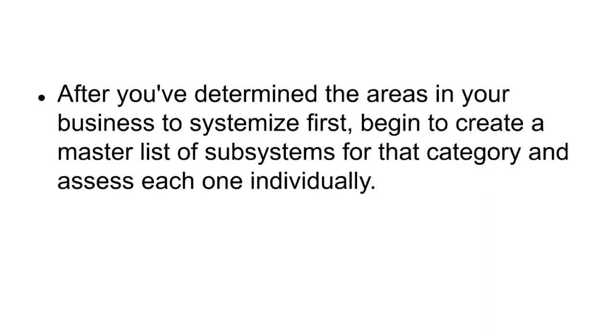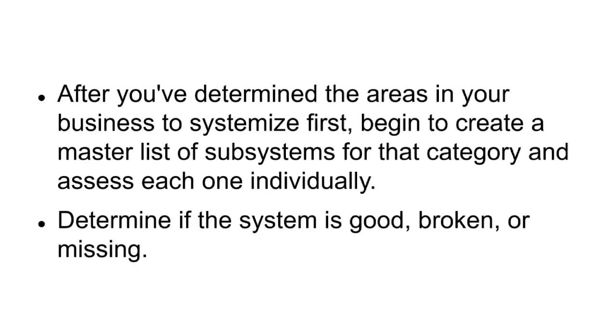Look at areas where you always get pulled into matters that aren't the best use of your time, and concentrate on fixing those areas that are causing inefficiencies and that are wasting your valuable resources. Assess the current systems. After you've determined the areas in your business to systemize first, begin to create a master list of subsystems for that category and assess each one individually.